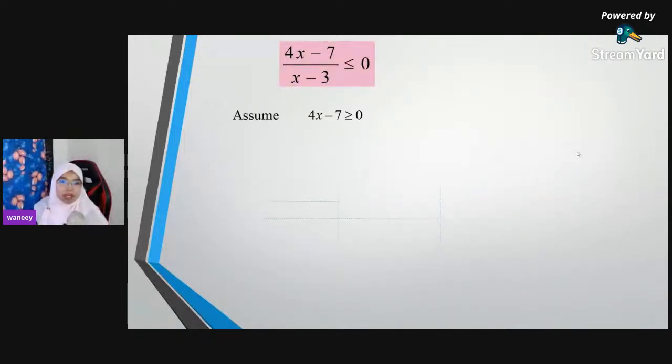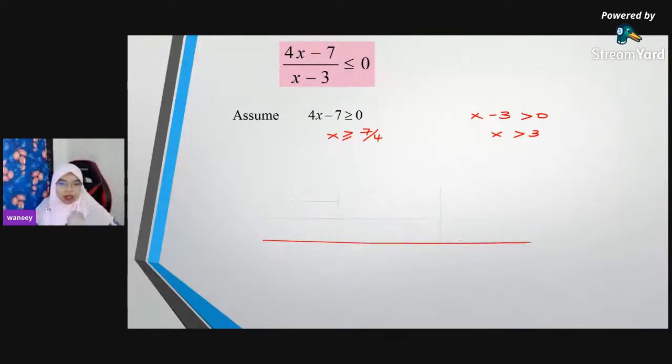Okay, so for 4x minus 7 greater than or equal to 0, so x greater than or equal to 7 over 4. And then x minus 3 simply greater than 0, x greater than 3. So do make sure this is your denominator, so you shouldn't take any equal sign for this one. And then draw the number line. So this is 7 over 4. And this is 3, greater than or equal to 7 over 4. So over here, sekejap, kasih dense sikit.